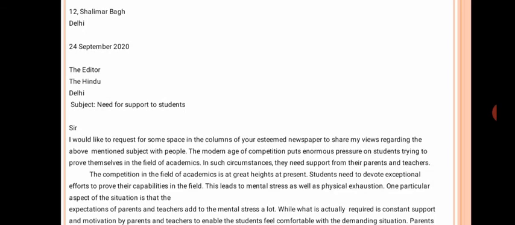Now "To" is not to be used before the editors. So the editor, the Hindu, the place is not mentioned, but we will use the same place as has been mentioned in the sender's address. So Delhi will do in the receiver's address also. Subject here is need for support to students.